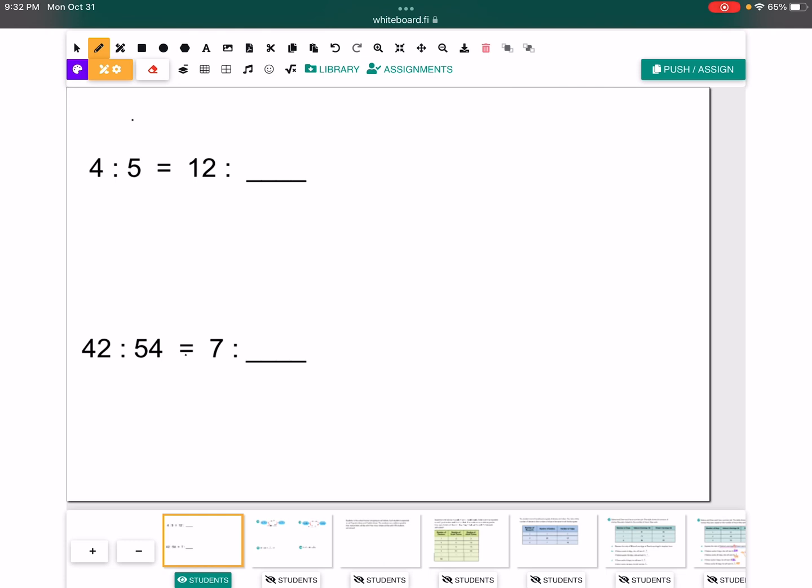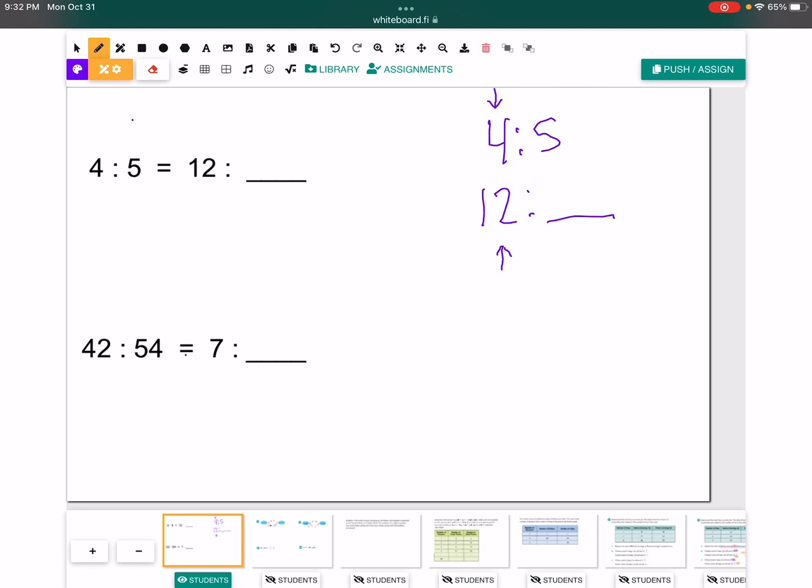Well, I prefer to stack my ratios so that I can see the relationships right away. And I do it like this. I take a look at the terms that I know. In this case, the first term of each ratio is known. And because I know the first terms, I can find the relationship between them.